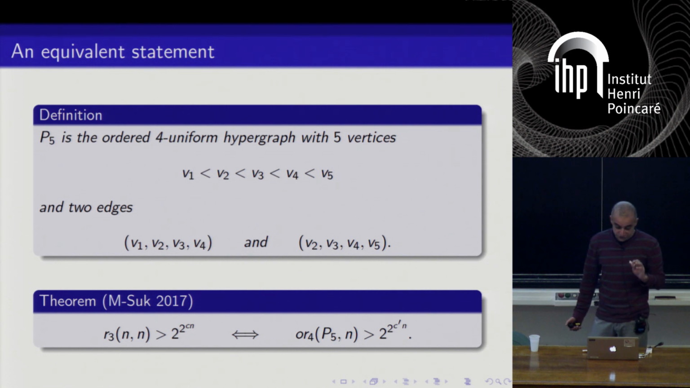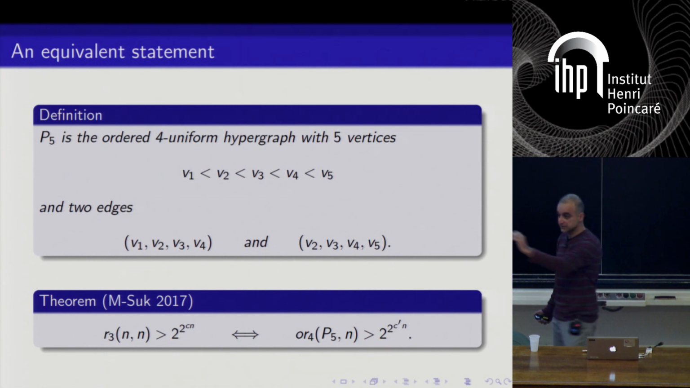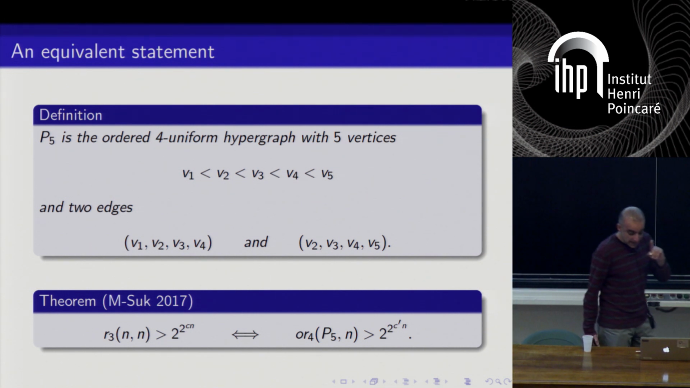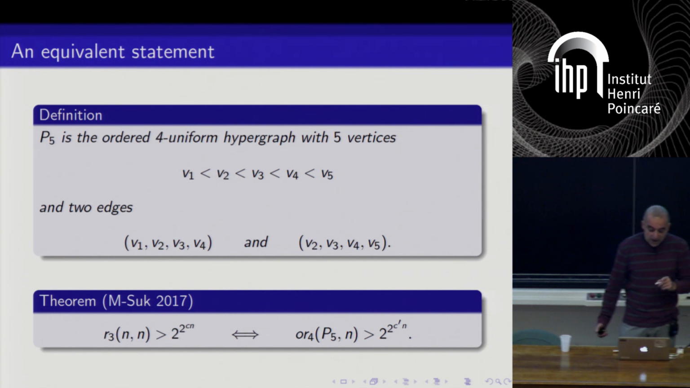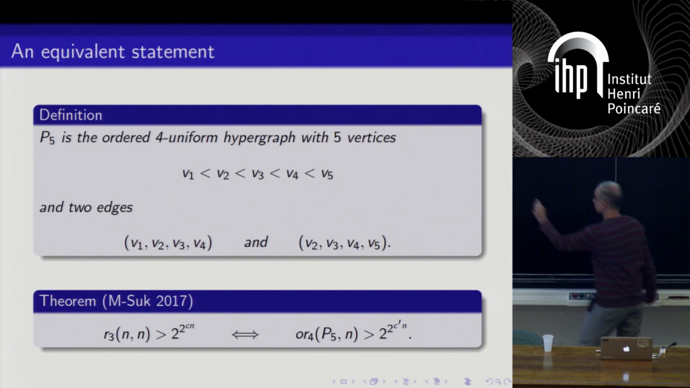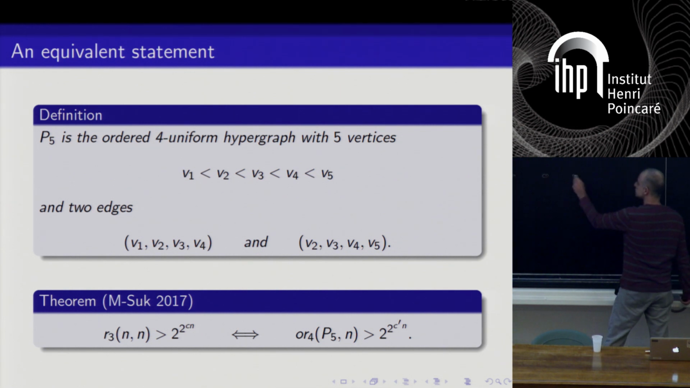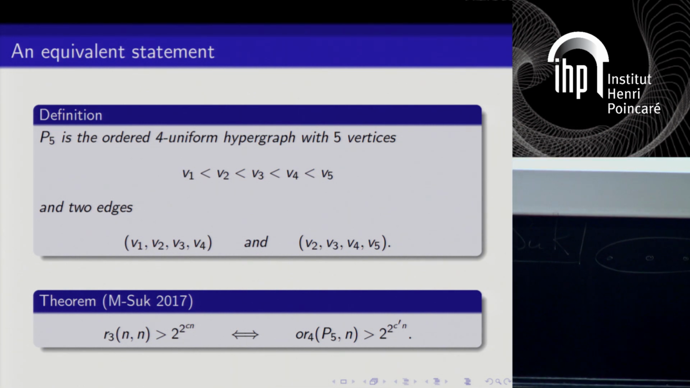So what is the definition I need? The only difference here is the vertex set is ordered. So you're thinking about the set of numbers 1 through n, ordered. And I'm speaking about 4 uniform hypergraphs, sets of size 4. And I'm interested in P5, which is a 4 uniform hypergraph which looks like this. It has an edge, and it has another edge, where the vertices go in order from left in the way I've drawn.